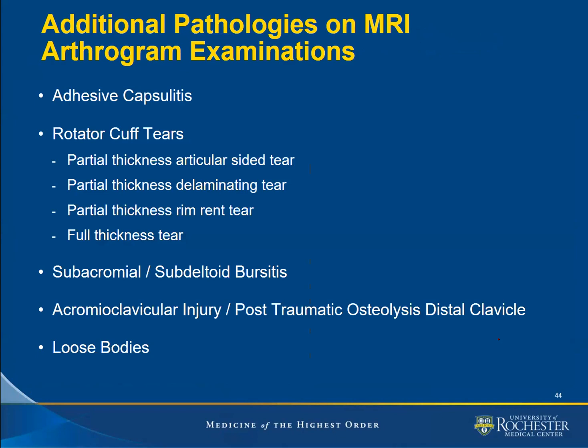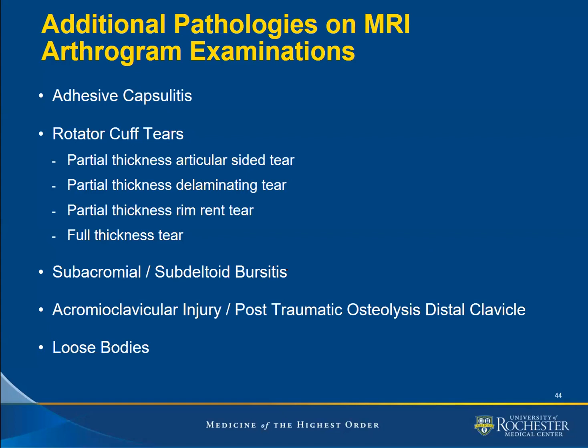Finally, to review additional pathologies that you might detect on MRI arthrogram examinations: clinicians will see patients and think the patients have a labral tear. However, the patients may have any one of a number of pathologies, which you might discover when you do the MRI shoulder arthrography. So a patient may have adhesive capsulitis. They may have rotator cuff tears, which are better seen given that we have contrast within the joint. So we can nicely see partial thickness articular sided rotator cuff tears as well as full thickness rotator cuff tears.